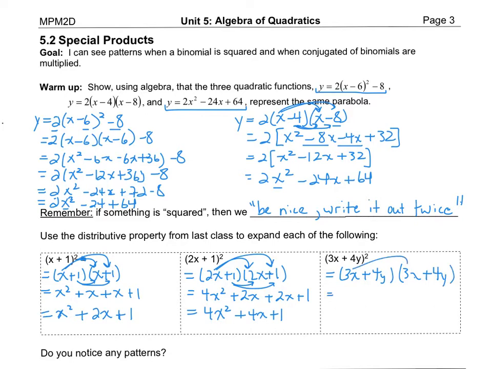So the 3x multiplies the 3x and then multiplies the plus 4y. That's going to give us 9x squared plus 12xy, and then the plus 4y has to multiply both of these. That's going to give us another plus 12xy, and then we have a plus 16y squared. And combining like terms now, we get 9x squared plus 24xy plus 16y squared.